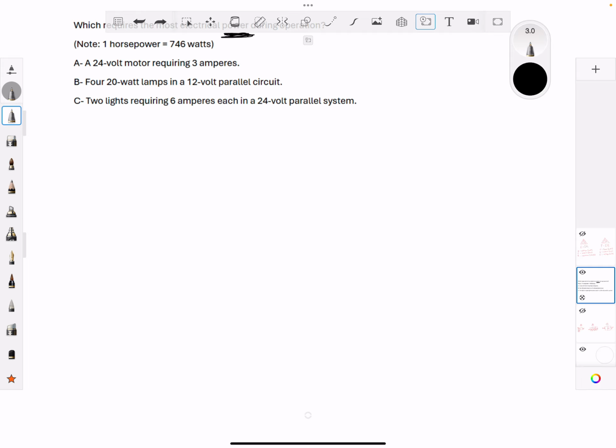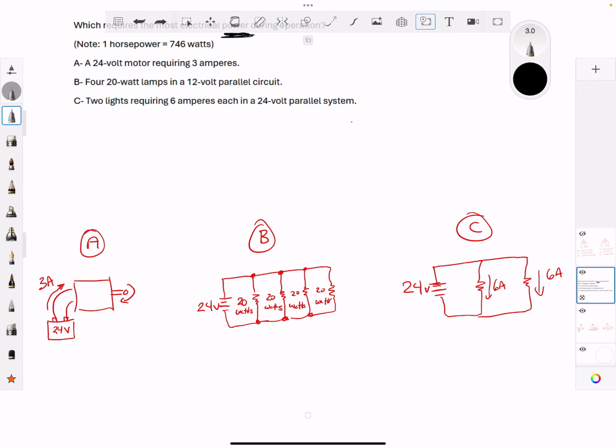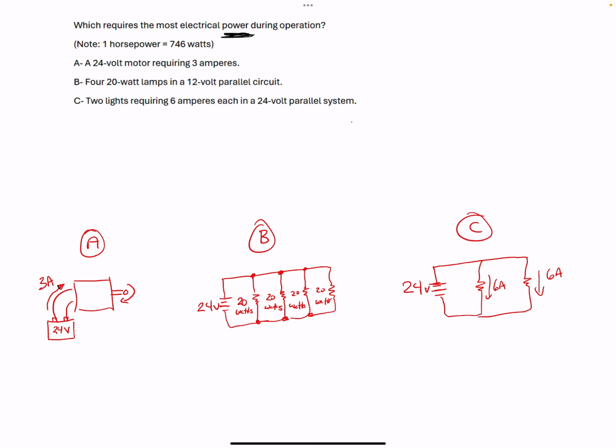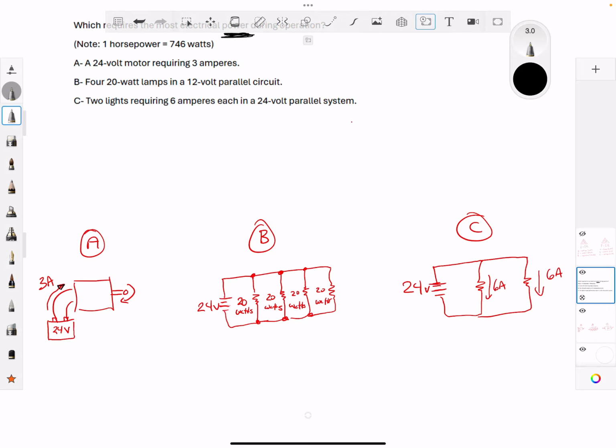Perfect. So let's look at it. So we have three different scenarios. Right here we have A. We have a 24-volt motor requires 3 amps. So let's look over here. So we have our motor right here. It's an electric motor. And we know that there's 3 amps running through the wire. So this motor is an electric motor, right? It's hooked to a 24-volt source. And that's what's powering this motor.